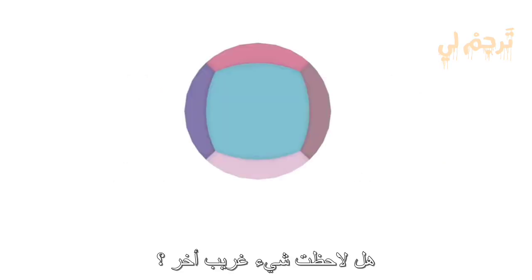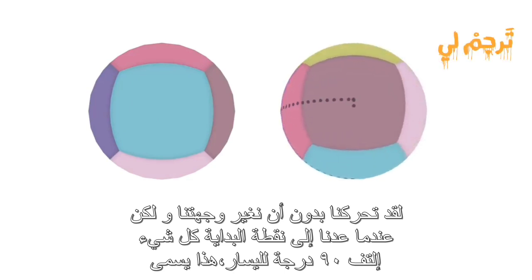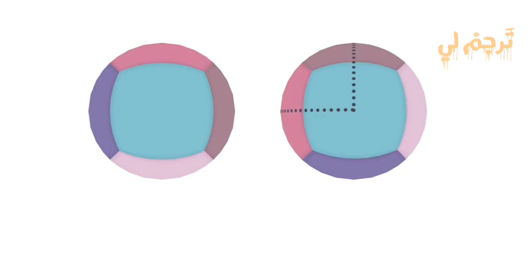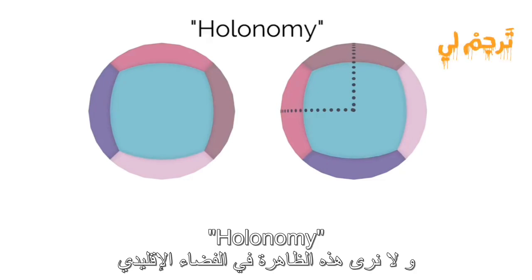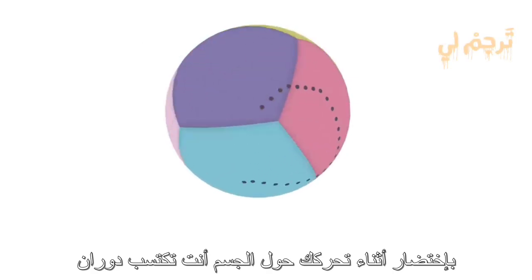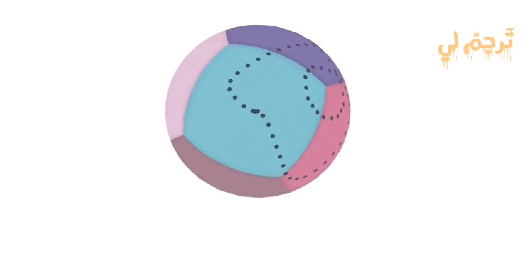But did you notice that something else weird happened? We walked around without ever changing our view direction, but when we came back to the starting point, everything's been rotated 90 degrees to the left. This is called holonomy, and it's something you don't experience in Euclidean geometry. Basically, as you move around the space, you accumulate extra rotation, even if you never change the direction you're facing.